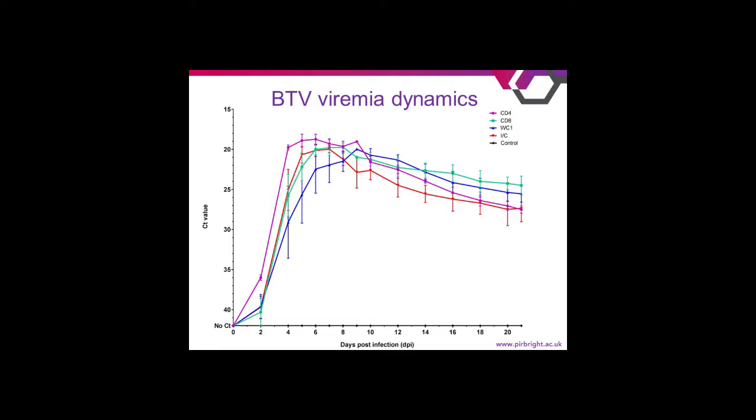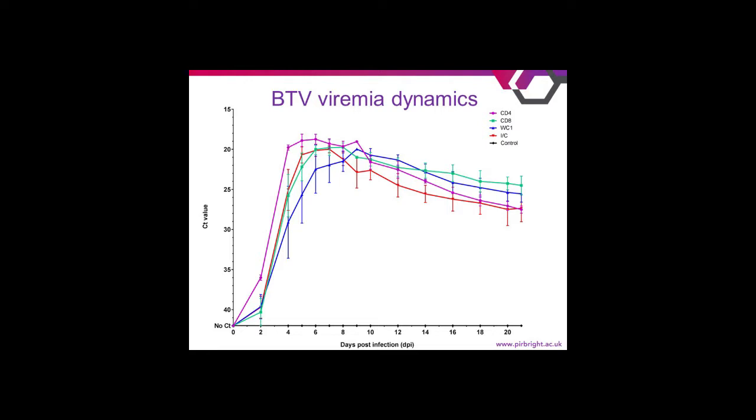You can see that the blue line, which is the WC1 positive depletion group, appears to have a later peak viremia. However, this is actually just based on one of the animals, because the other ones, based on the error bars, didn't show the same pattern. So this looks like it might be animal-specific variation at the moment, but we can see when we have the final few replicates if this holds up.